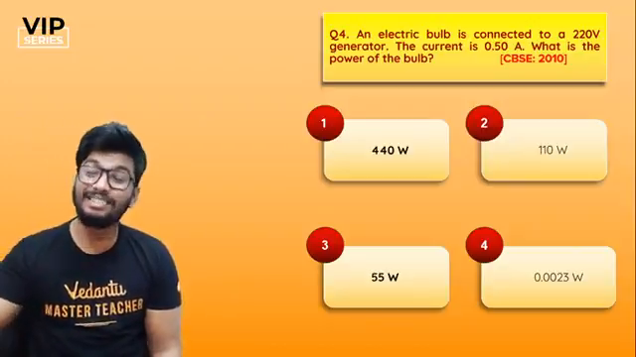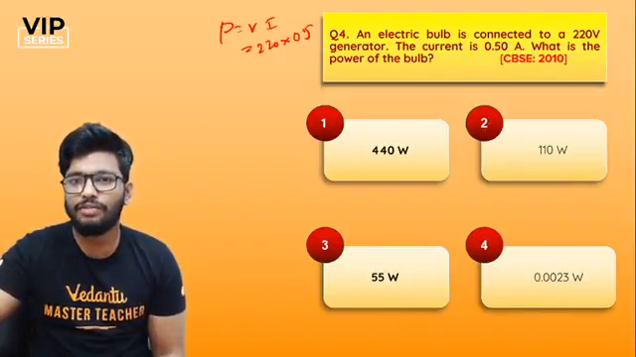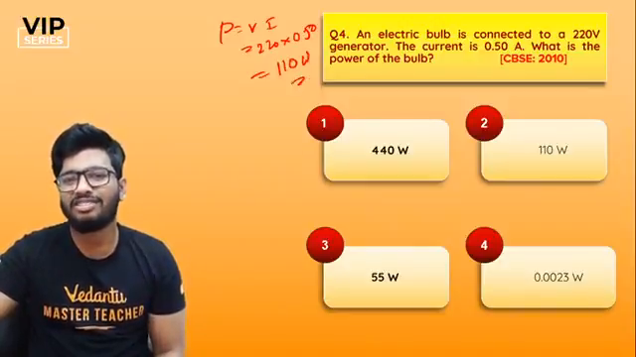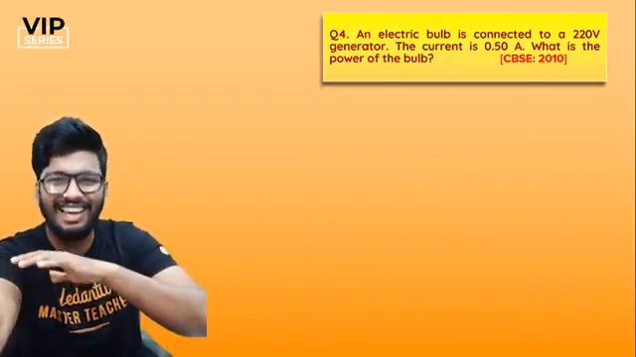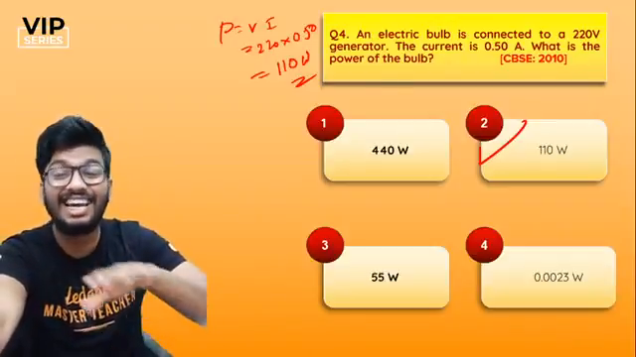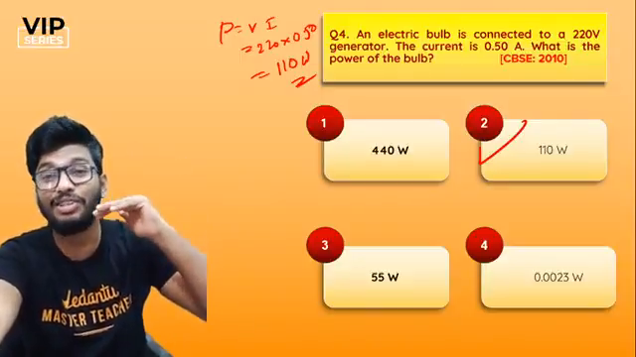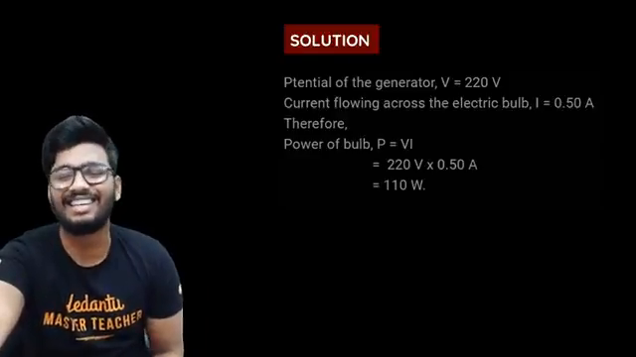Yet another direct substitution formula, guys. Again, P is equal to V into I. 220 into 0.50, which is nothing but 1 by 2, so you'll get 110 watts. That's all. It's direct substitution, direct answer. It's as easy as it gets. In terms of numericals, this is as easy as it gets. So the answer is 110 watts.